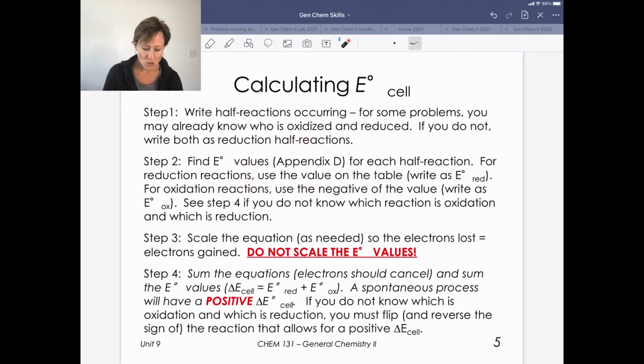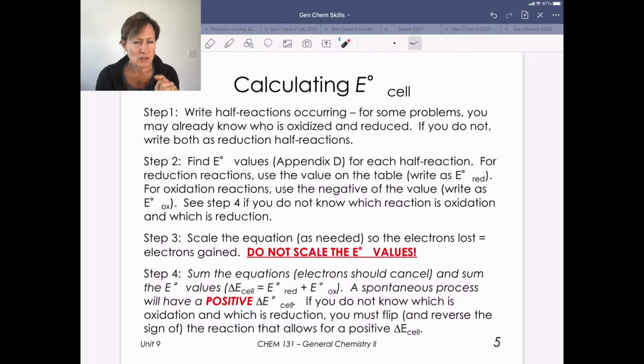Okay. The third step is to scale the equation as needed for the number of electrons that are lost. Remember, we did this when we were balancing our chemical equations, right? If we had an unequal number of electrons being given up in the oxidation reaction versus taken in the reduction reaction, we had to scale those reactions so we had equal numbers of electrons being given up and taken in, okay? This is where things can get confusing.